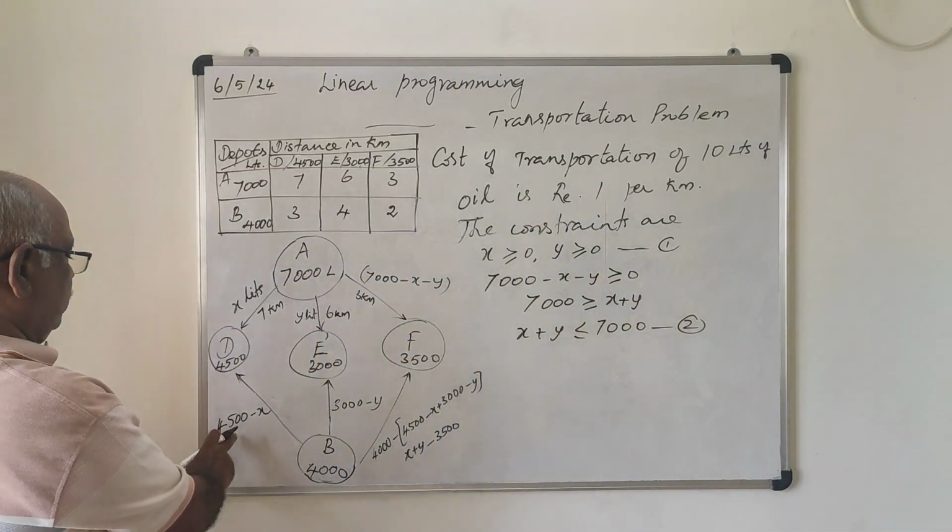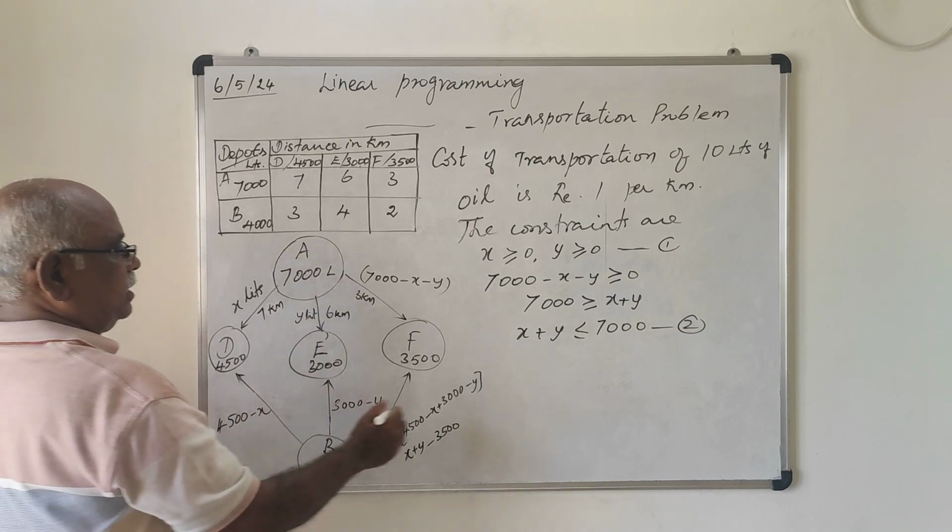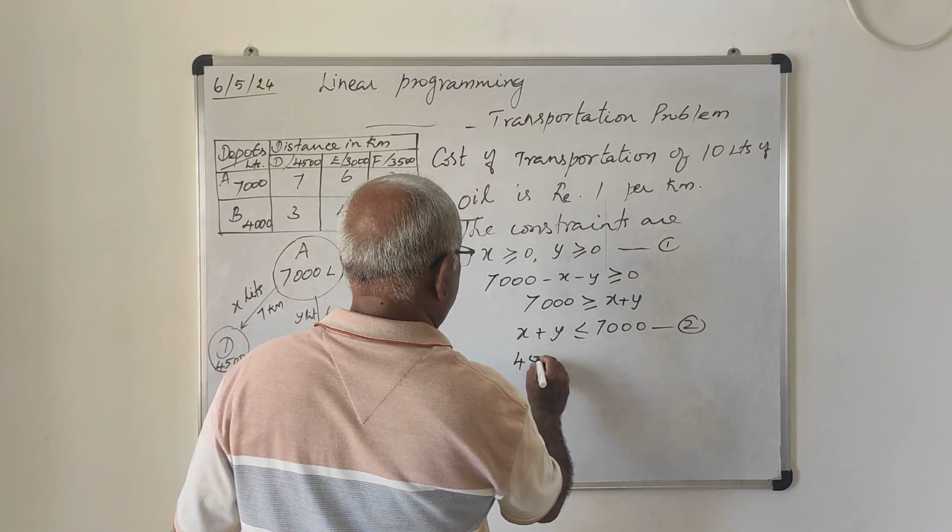And similarly 4,500 minus X is greater than or equal to 0. It's again a constraint.